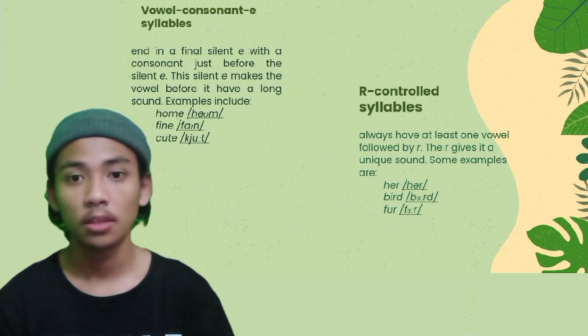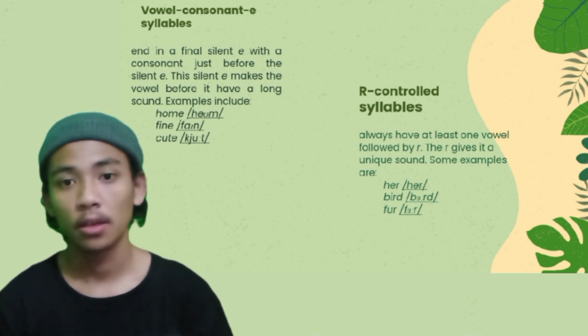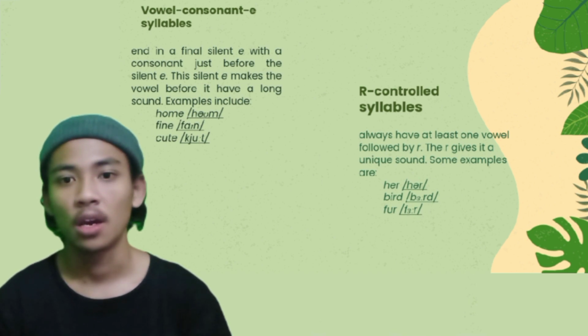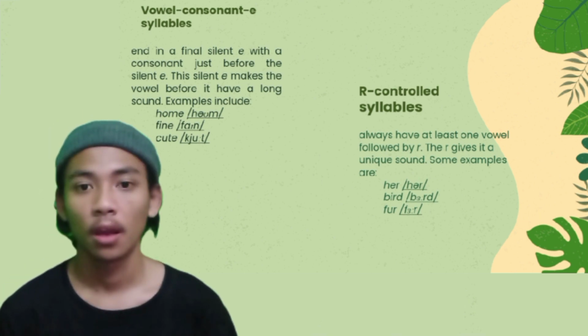Consonant-E syllables end in a final silent E with a consonant just before the silent E. The silent E makes the vowel before it have a long sound. Examples include home, fine, cute.